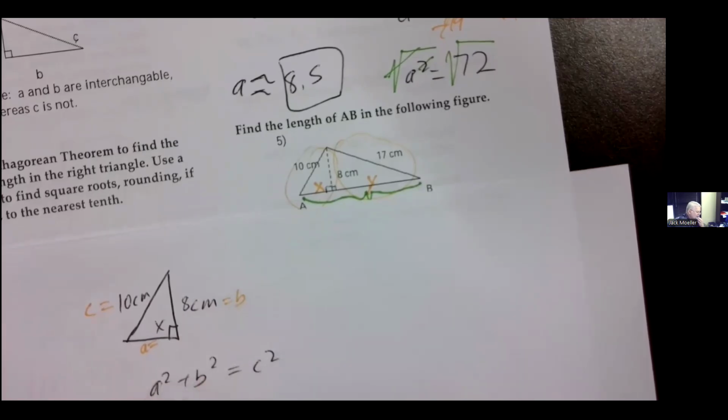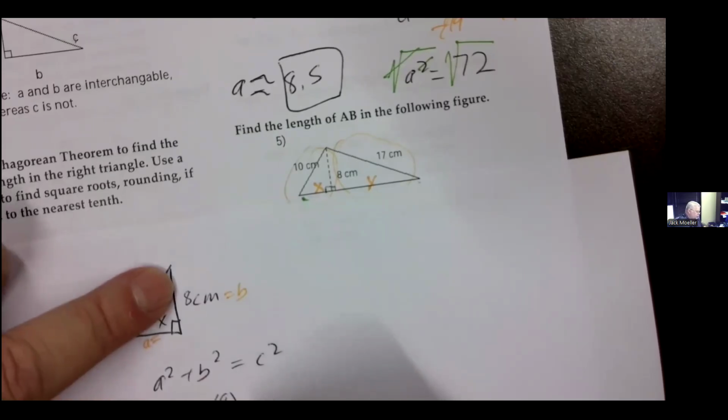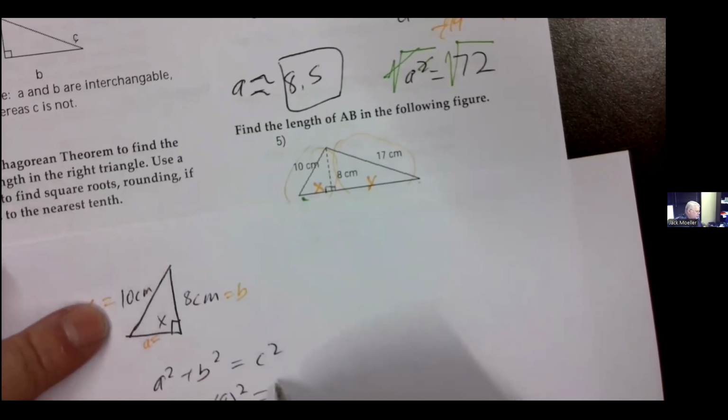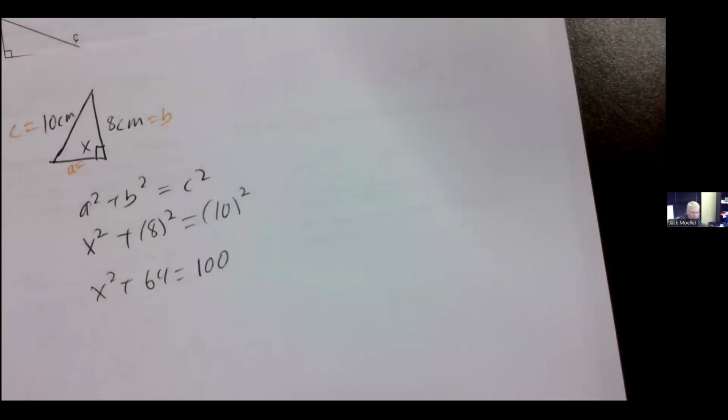squared, you can either leave this as A, or if you want to put that as X, that's going to be x squared. B squared is 8 squared. C squared is 10 squared. So now we just do this calculation. 8 squared is 64. 10 squared is 100.